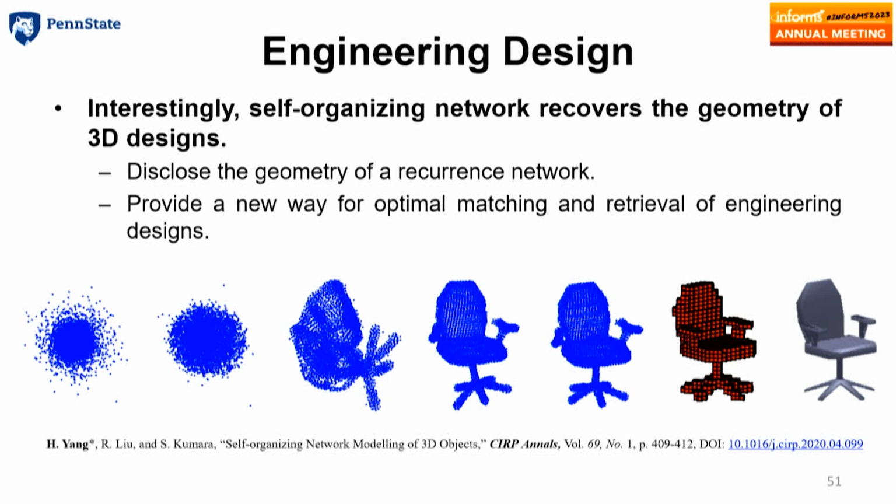Very interesting. The self-organizing network recovers the geometry of a 3D design, which discloses the geometry of a recurrence network and provides a new way for optimal matching and retrieval of engineering designs. As you can see from the random initial setting, as we evolve, it will become a chair.